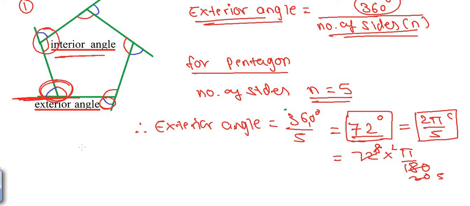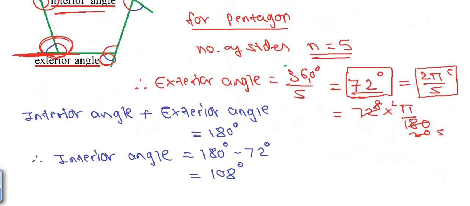So we can write that exterior angle plus interior angle equal to 180 degree. Therefore interior plus exterior is 180 degree. Now we have exterior angle 72, shift it to the right hand side, it will turn negative, and so we get interior angle for pentagon equal to 180 minus 72, that is equal to 108 degree.